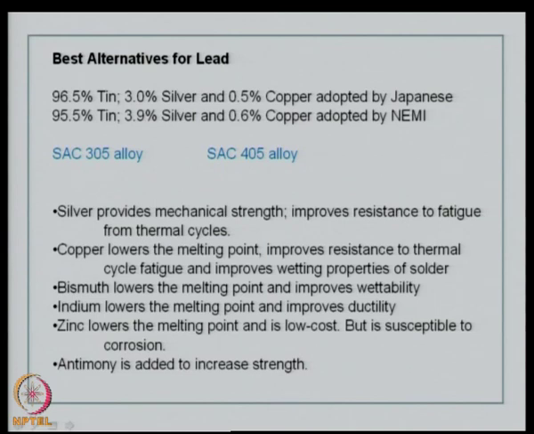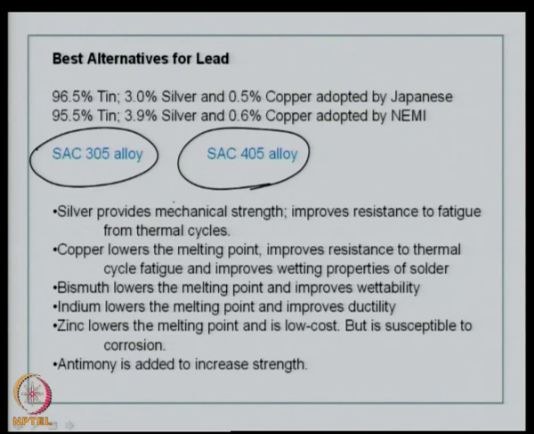Now, look at the best alternatives for lead, because we are moving away from lead. The best bet would be SAC 305 alloy, and in some cases people are using SAC 405 alloy. Now, what is SAC 305? SAC 305 indicates that there is 3% silver in that and 0.5% copper, and the remaining percentage, that is 96.5%, is tin.